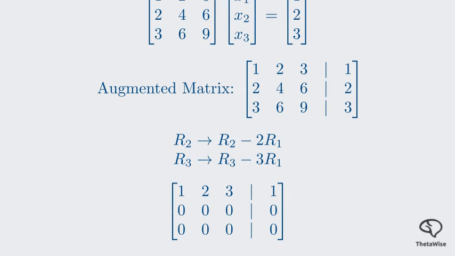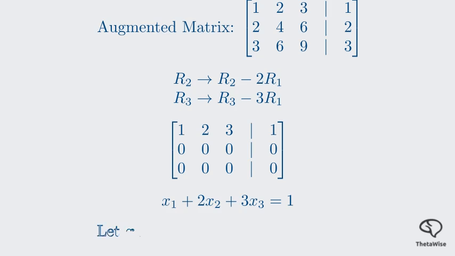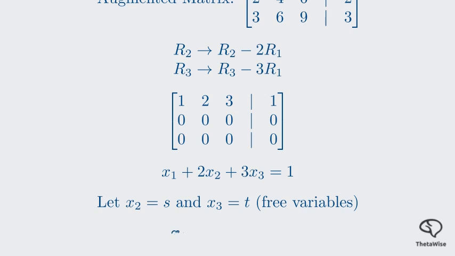The first row gives us the equation x1 plus 2 x2 plus 3 x3 equals 1. We have one equation, but 3 variables. This means we can choose 2 of the variables freely. Let's call them free variables. Let's set x2 equal to a parameter s and x3 equal to a parameter t. Now we can express x1 in terms of s and t. x1 equals 1 minus 2s minus 3t.